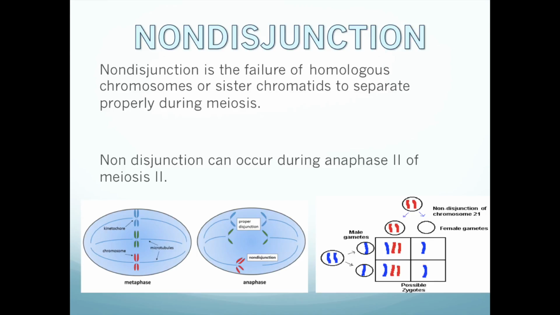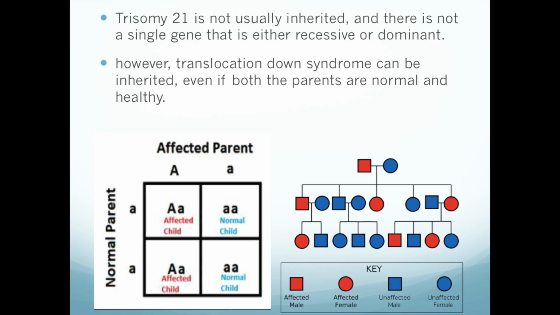It is because of this that when a gamete with an extra 21st chromosome becomes fertilized, the zygote has a third 21st chromosome instead of 2. This happens completely random, and the chances of it happening increase with age. However, translocational Down syndrome can be inherited.